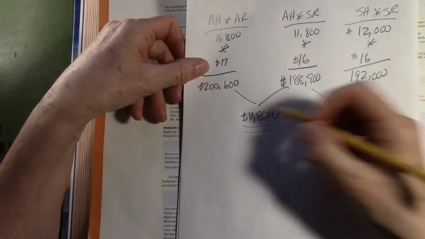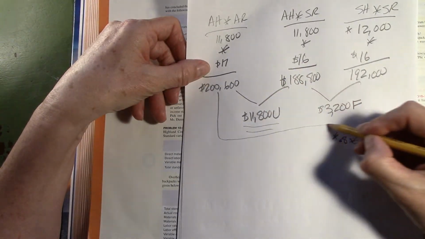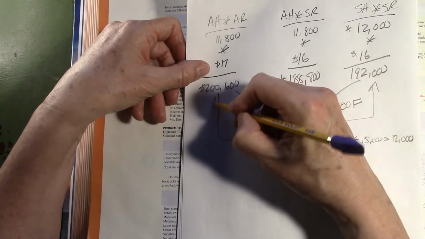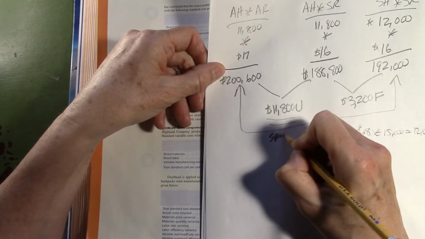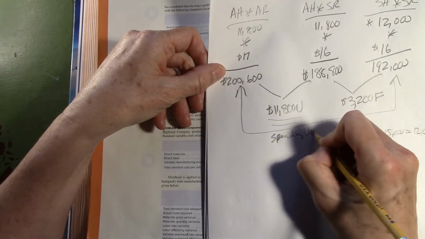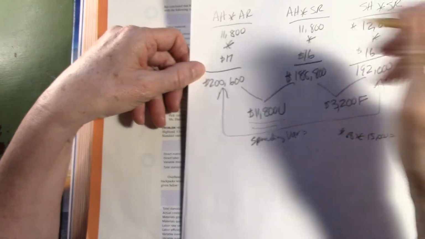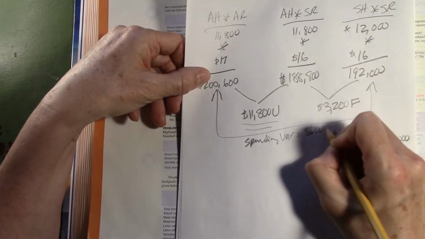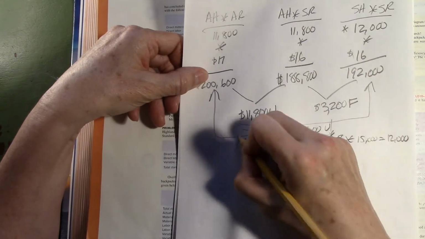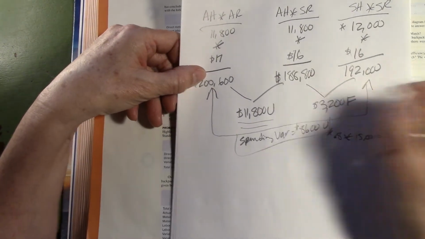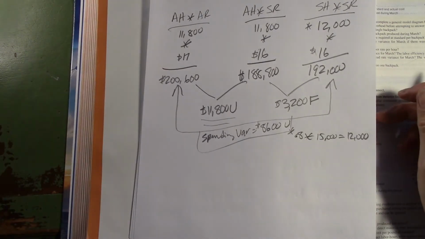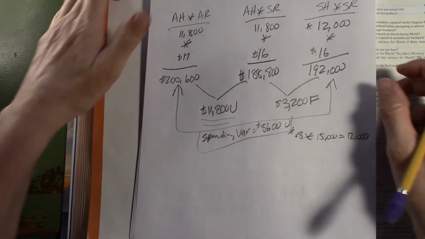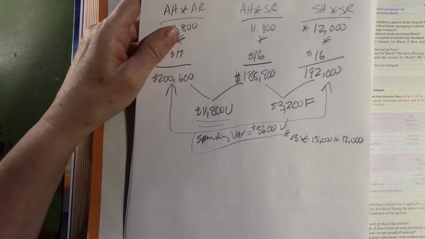All right, and I don't know if the homework asked you to do this, but the spending variance, right, 200,600 minus 192,000 is equal to 8,600 unfavorable. I don't know if your homework in Connect asked you to do that or not, but there's a spending variance on labor.